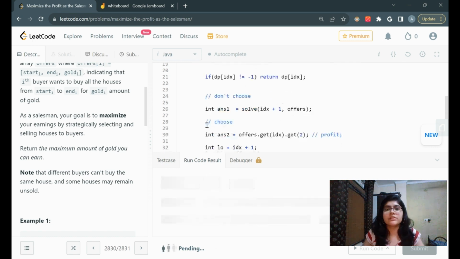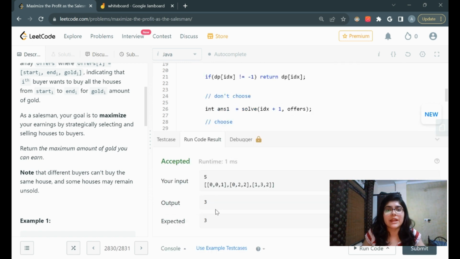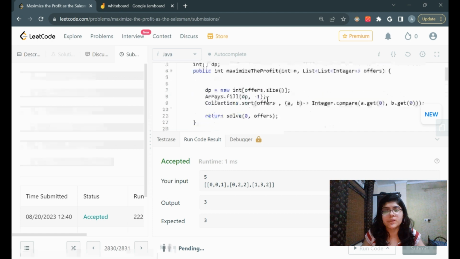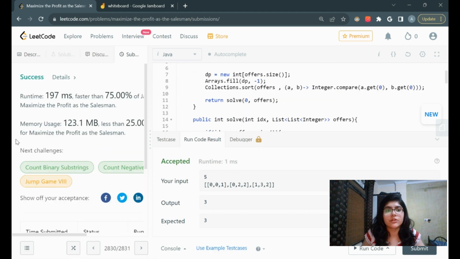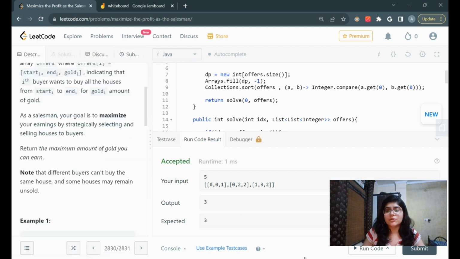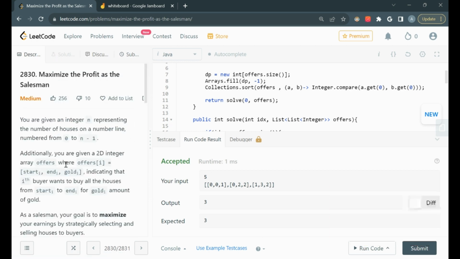So that's it. You just have to write the recursive solution, and the memoization part is pretty simple. You just have to take a DP array and then store the answer in your DP array. And as you can see, this answer is correct.